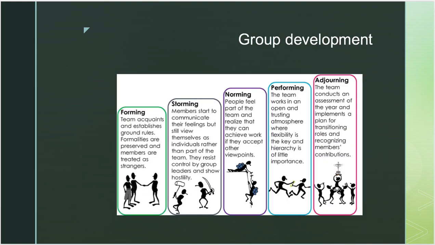So Tuckman came up with the idea of group development. Your book mostly talks about the first 4 stages: forming, storming, norming, and performing. There's the 5th one called adjourning. It doesn't quite rhyme, so it doesn't really work into the whole idea. But we're going to talk about these in a little more detail.